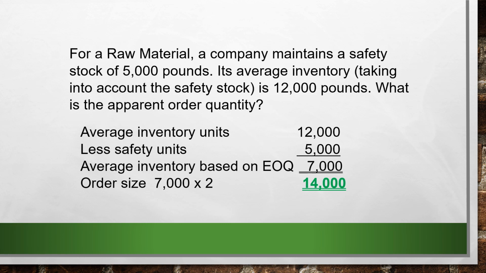Okay, so we have here the average inventory units of 12,000. We less the safety units, 5,000. So we get average inventory based on EOQ, and that is 7,000. So we just multiply that by 2. Okay, so our order size is 14,000, because our average inventory based on EOQ is 7,000. So to get the order size, since it is average, we multiply that by 2.